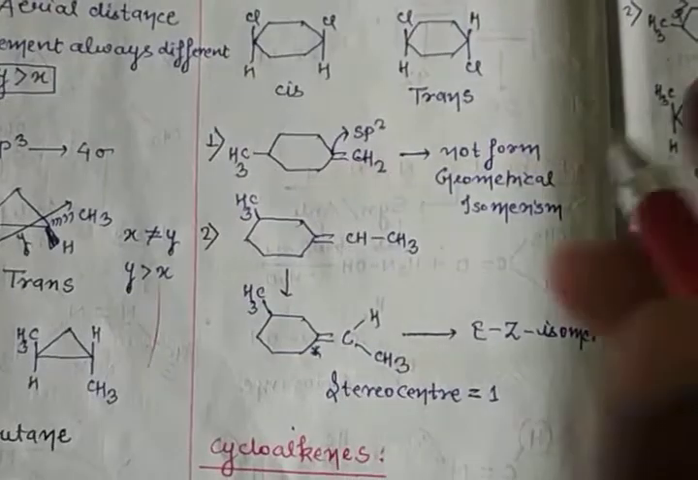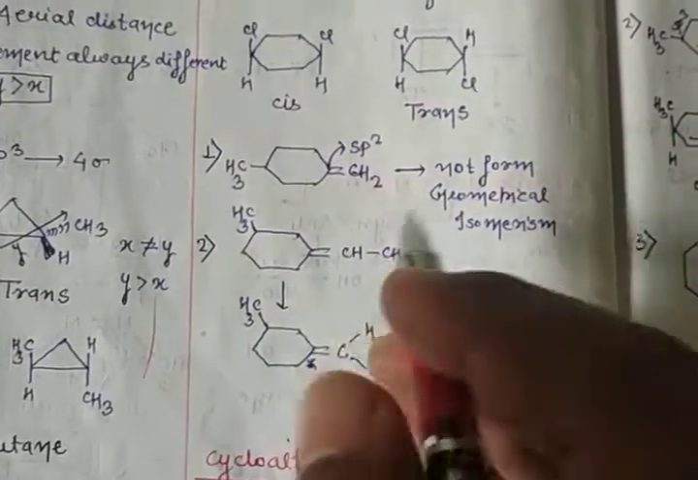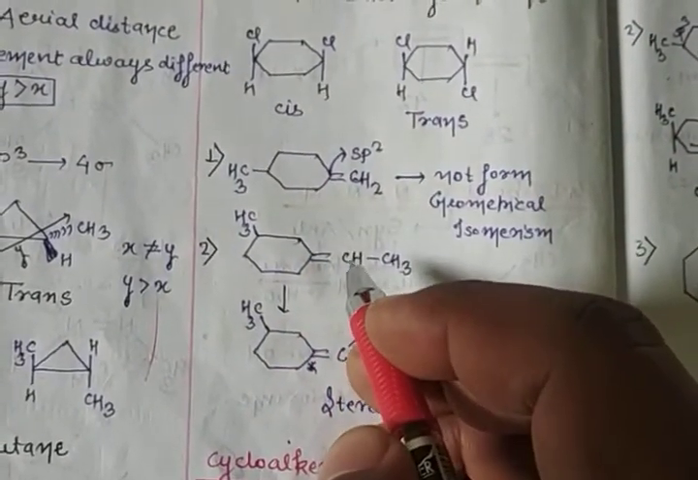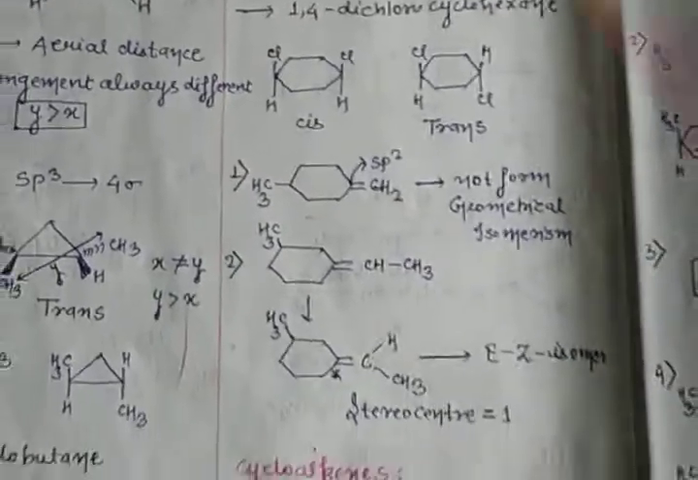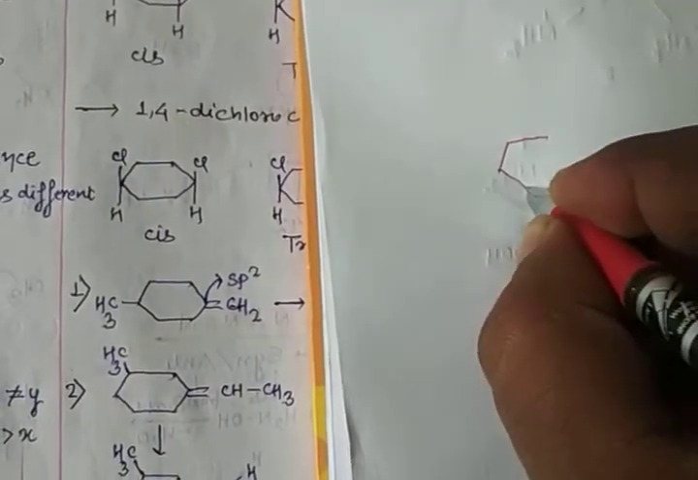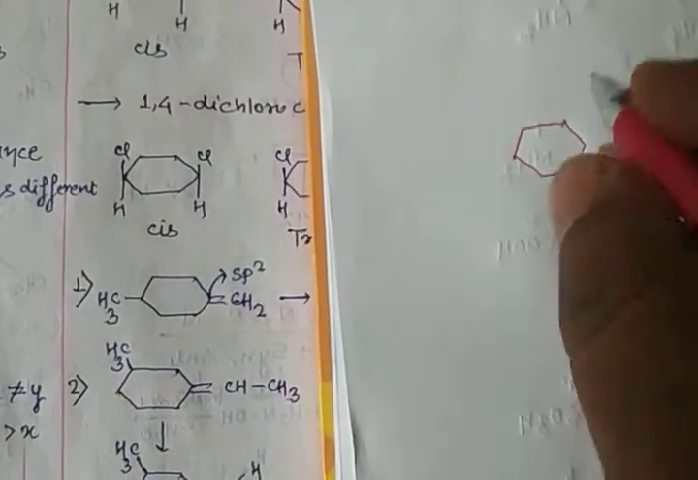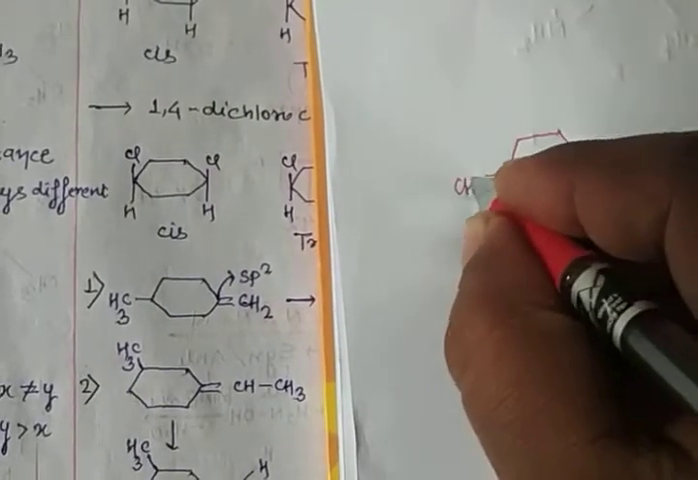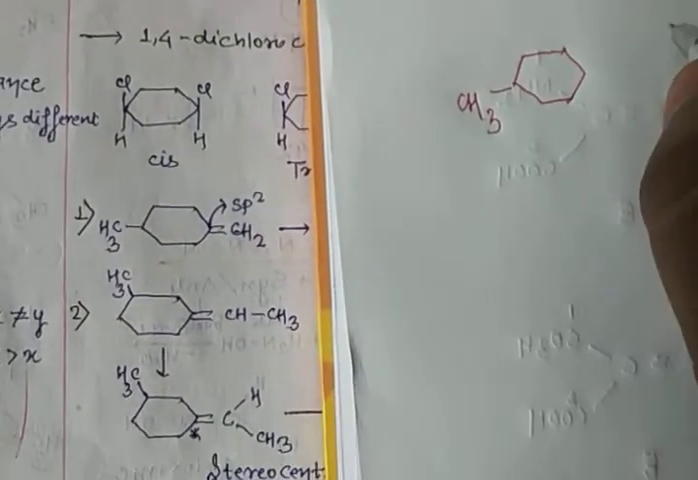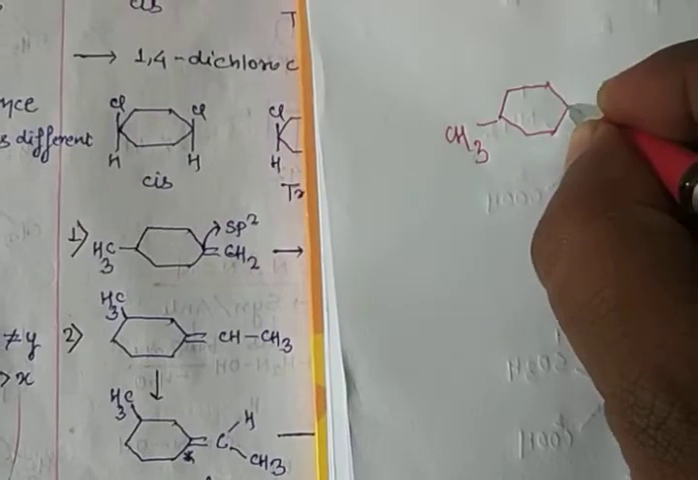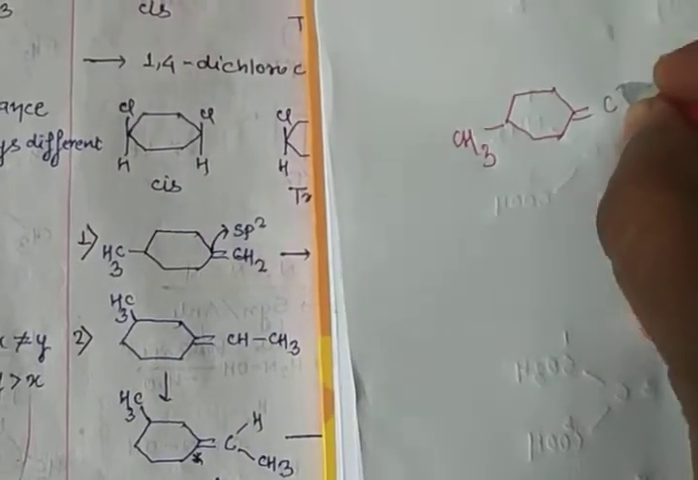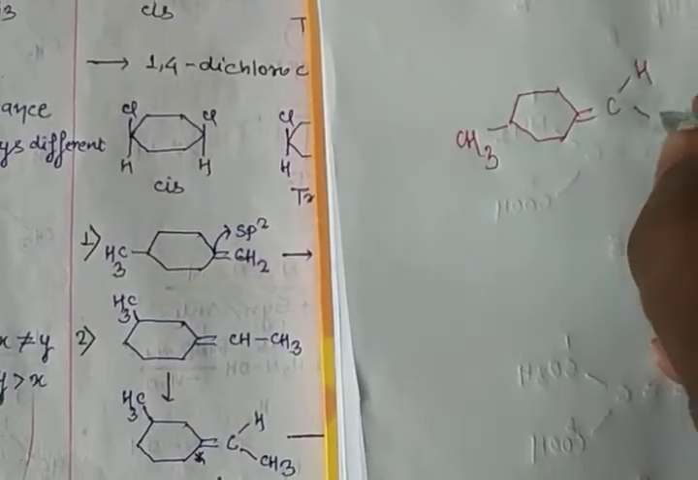Clear 100%? Okay, now check this formula. In the case of this, there is a cyclic structure. Clear 100%? And now there is a CH3 substituent. Now there is a double bond C, and one side is H and one side is CH3. Clear? This type of example does not show cis and trans.